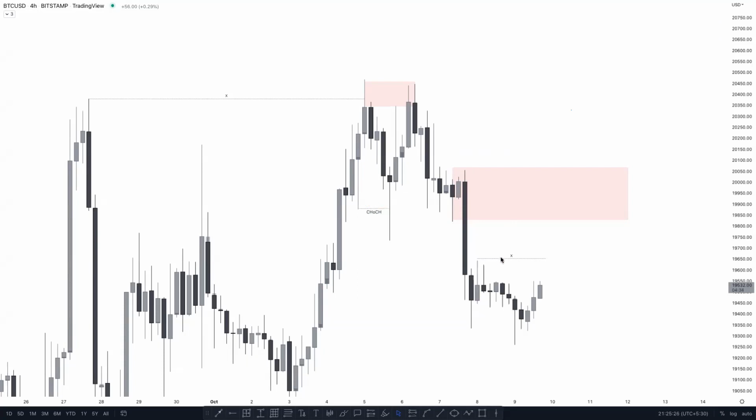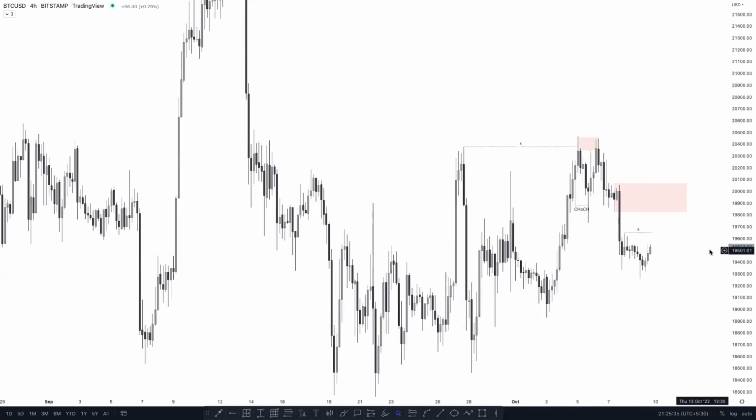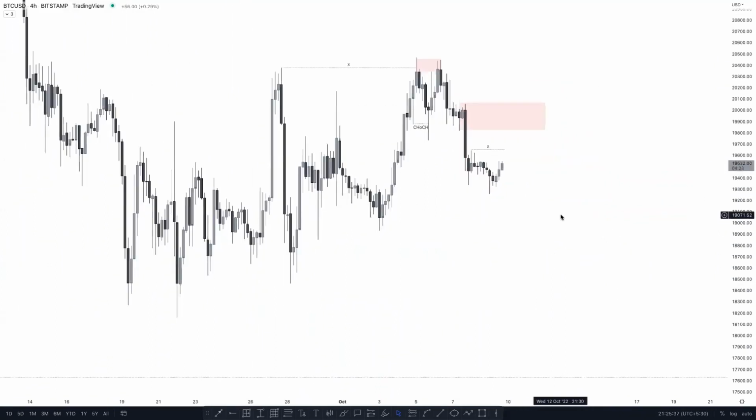So right now, taken out this inducement, and then we can expect a downside move, right? So this is an overall view for the Bitcoin. And now let's switch into another pair, Bank Nifty.